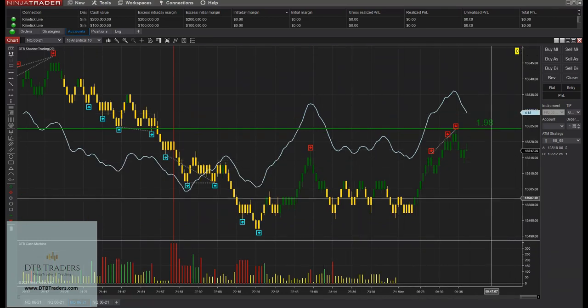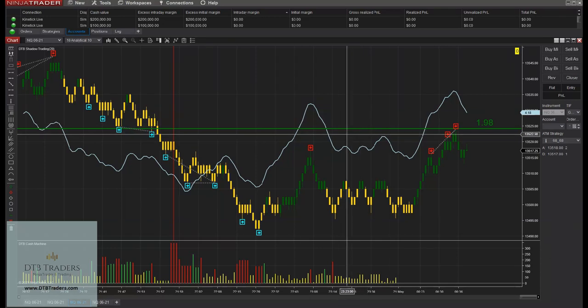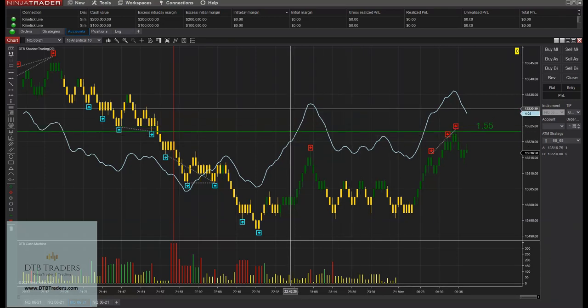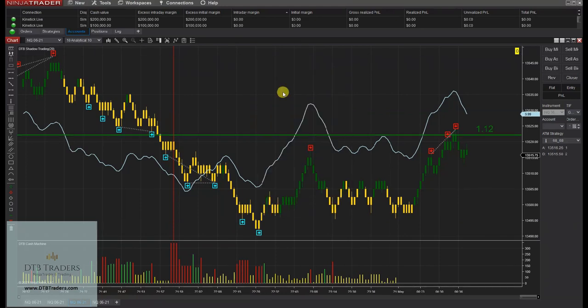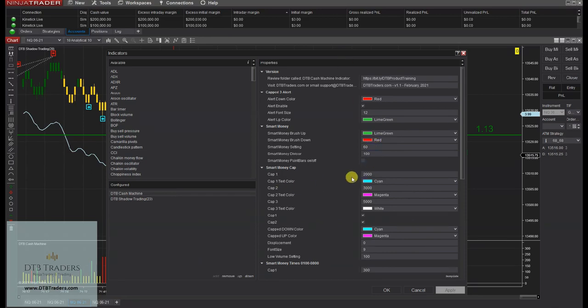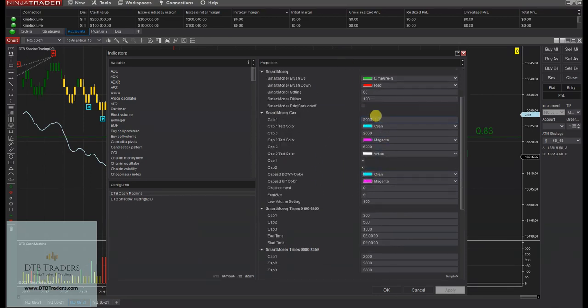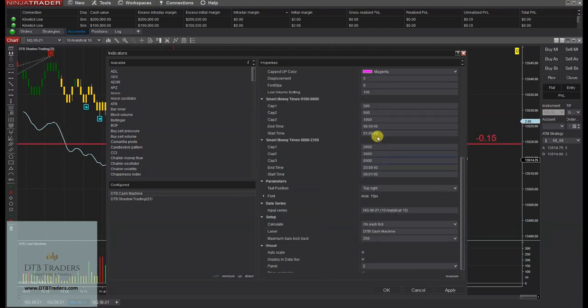I'm going to provide more training on this cash machine indicator in a future video with a few updates to it also. But for now, just have a look at it. It's got some settings in it where you can actually put different caps. So based on the volume and the order flow, you can put different levels in there, and that will adjust the alerting of those bars and alerting of the volume and the order flow being pushed into the market.